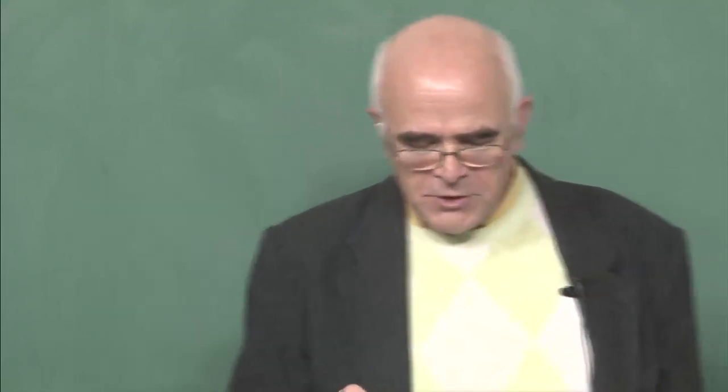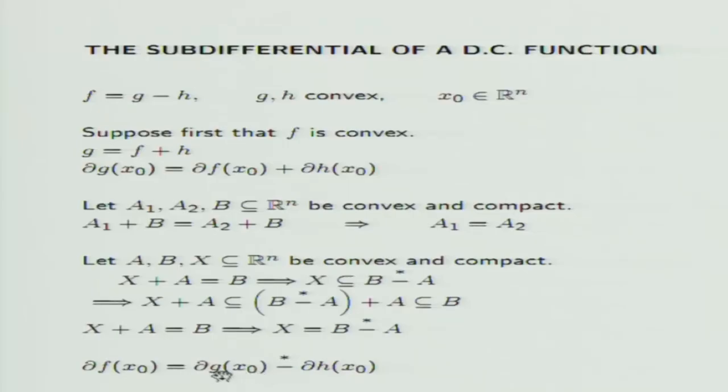There is also another argument, maybe even more elementary. Look at this expression again. In the right hand side, we are dealing with convex functions. So to compute these subdifferentials, we only need local information. But on the left hand side, if the function is DC, we cannot do it with just local information.